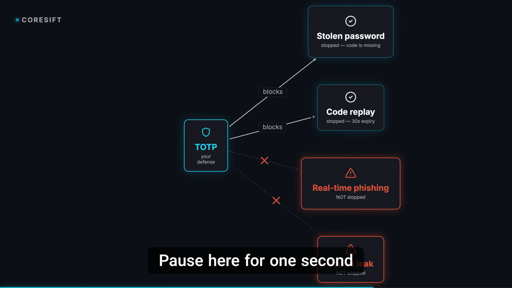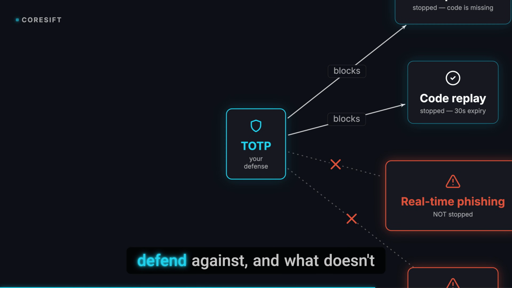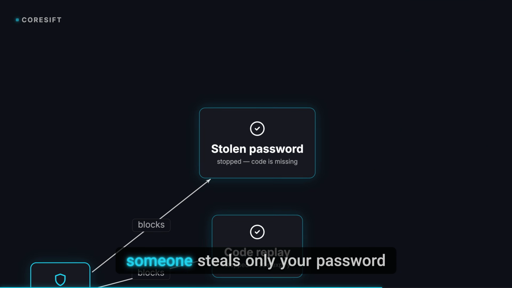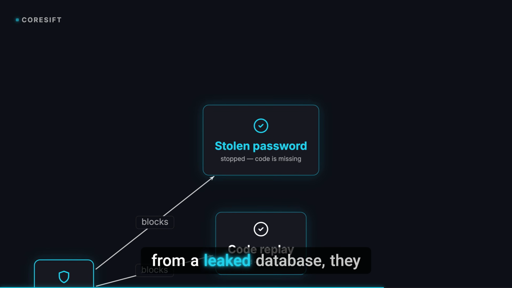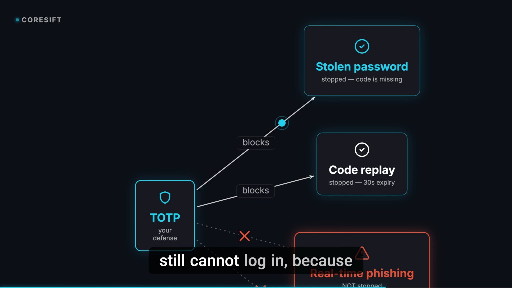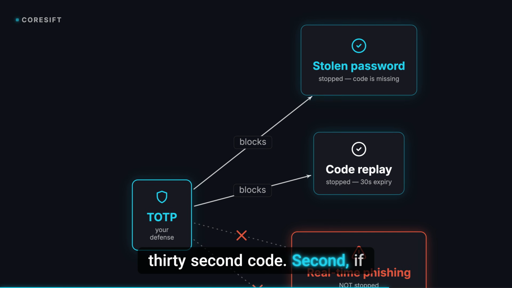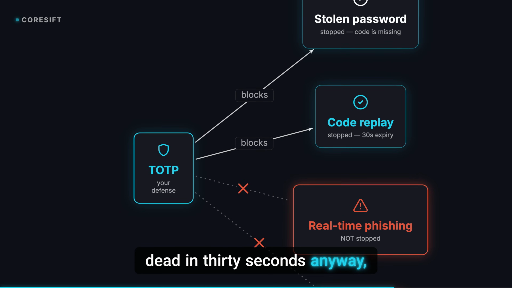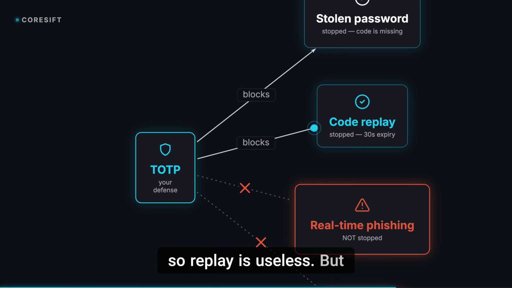Pause here for 1 second. What does this actually defend against, and what doesn't it? TOTP kills 2 big classes of attack. First, if someone steals only your password from a leaked database, they still cannot log in, because they cannot guess the next 30-second code. Second, if they sniff one code off the wire, that code is dead in 30 seconds anyway, so replay is useless.